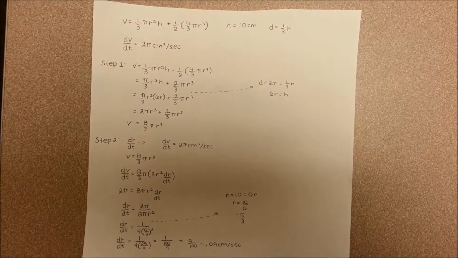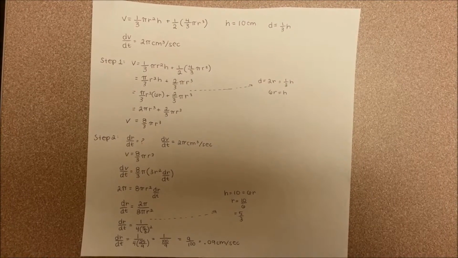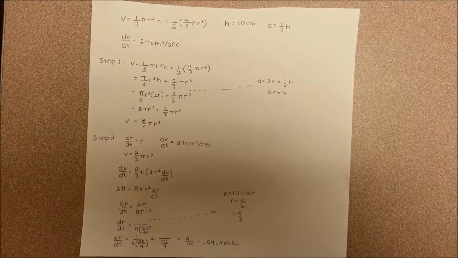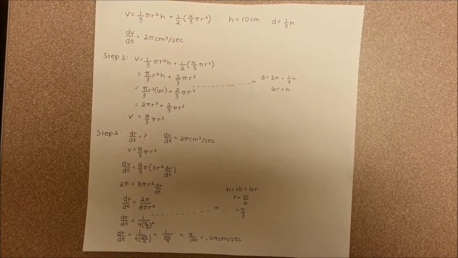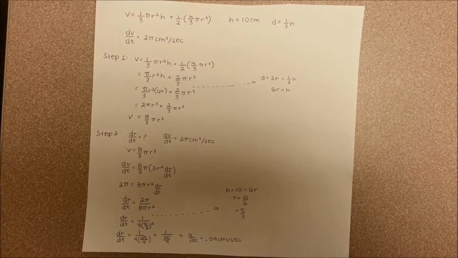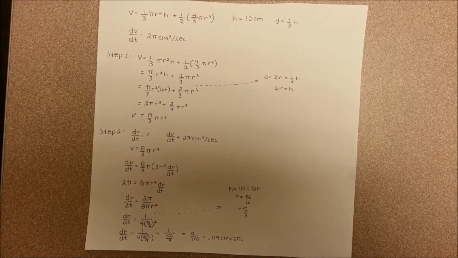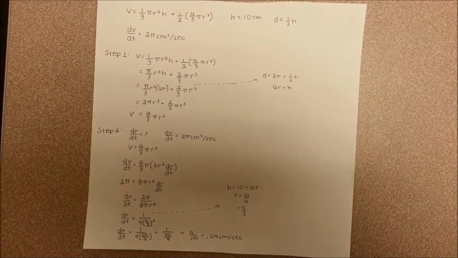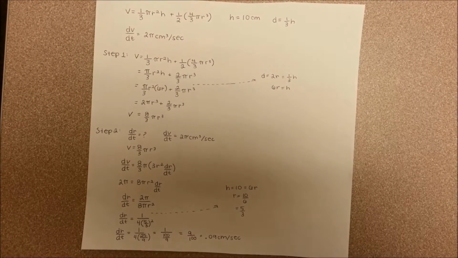So dr/dt equals 2 pi over 8 pi r squared. Now, we know that h equals 10 at this moment, which equals 6r. So r equals 10 over 6, which equals 5 over 3. So dr/dt now equals 1 over 4 times (5 over 3) all squared, which equals 1 over 4 times 25 over 9, which equals 1 over 100 over 9, which is 9 over 100, which gives you an answer of 0.09 centimeters per second.